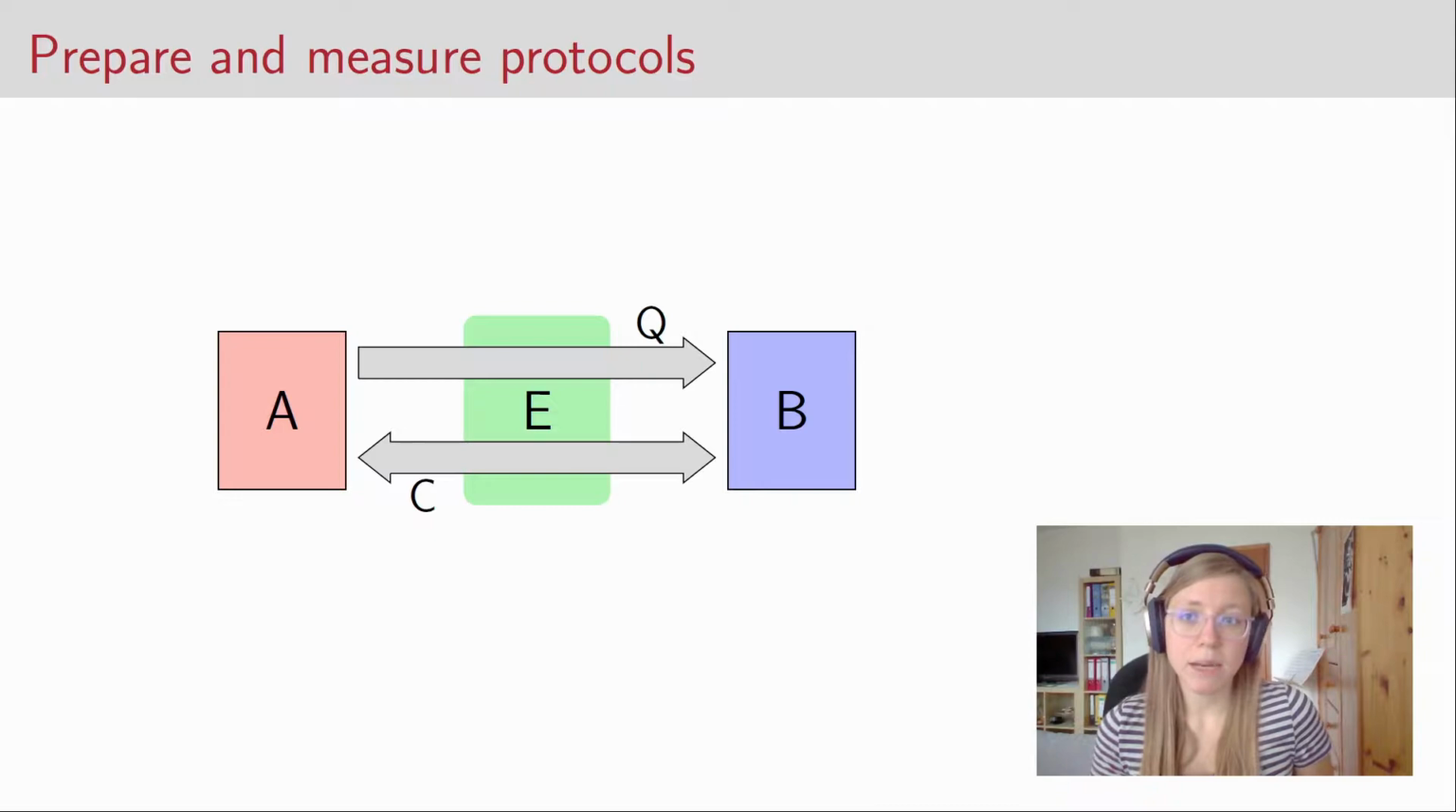Okay, so the general scheme of a prepare and measure protocol is the following. You have seen the BB84 protocol in the first video, which had exactly this structure. So we have two parties, Alice and Bob, who want to establish a secret key. To achieve this goal, they have a quantum channel that Alice can use to send quantum states to Bob. In general, it would also be possible that Bob sends quantum states to Alice, but we don't consider this possibility here. We only talk about protocols where Alice sends quantum states to Bob.